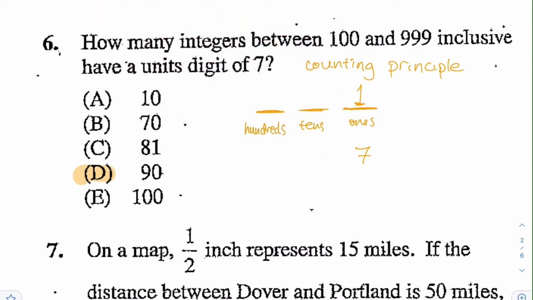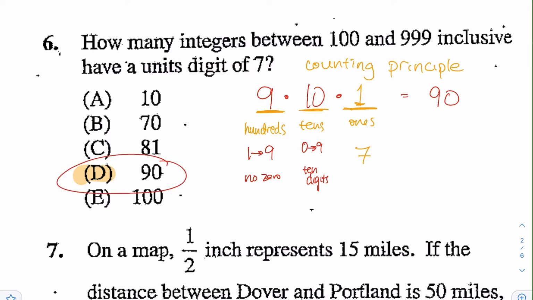Now for the hundreds and the tens, for the hundreds, it can go from 1 to 9. You can't have 0 in here. So there are 9 options for the hundreds place, or 9 branches. And then for the tens place, you have 0 to 9, so it's 10 digits. So when you multiply everything through, it's 9 times 10 times 1, or 90, choice D. Essentially, this tree diagram has 90 branches.